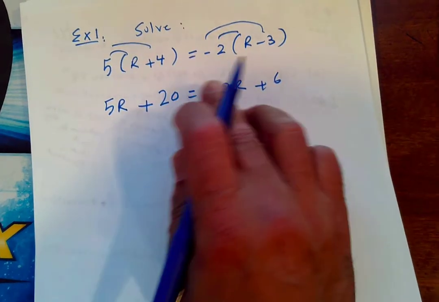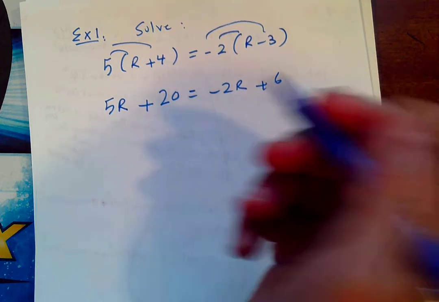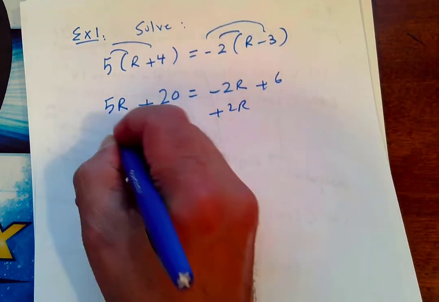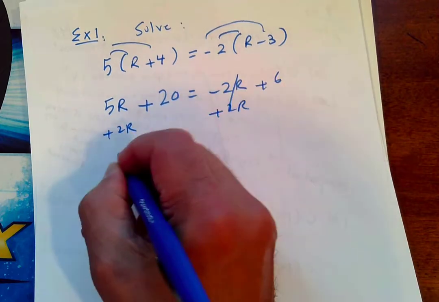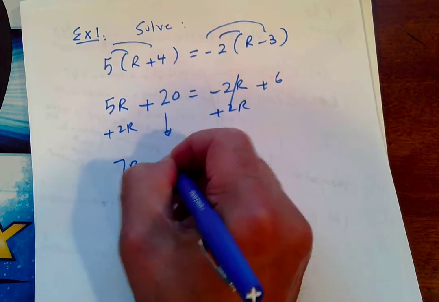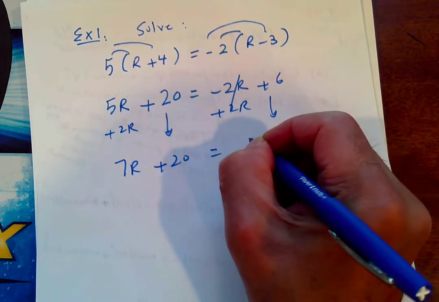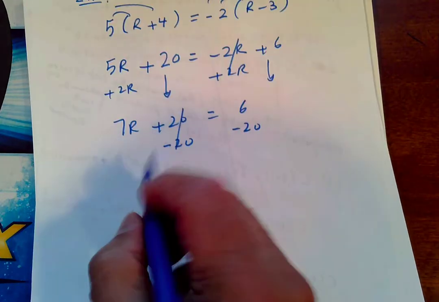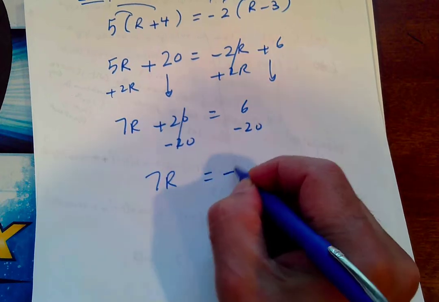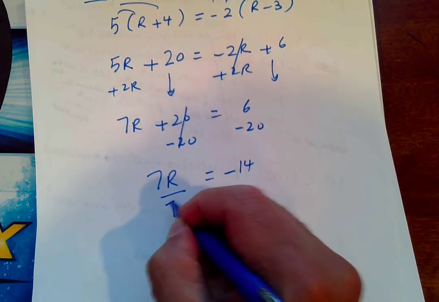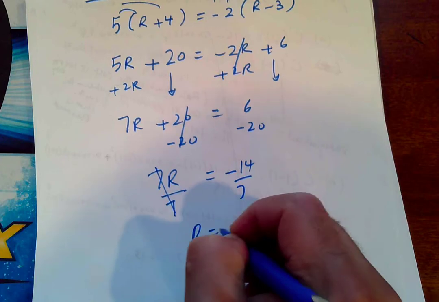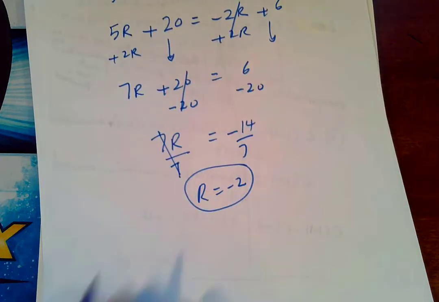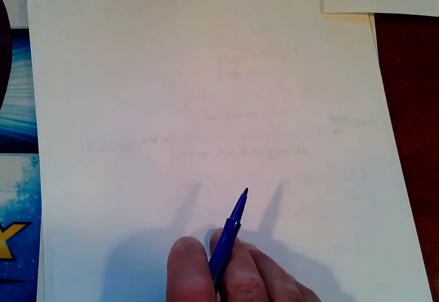There are no like terms on either side to combine together, so we want to move the r's to this side by adding 2r, so we get 7r, drop the 20, equals drop the 6, subtract the 20, so 7r equals 6 minus 20, which is -14, divide by 7, and there we go. You may check your answer if you like, but I am not going to. The next example is going to have fractions.